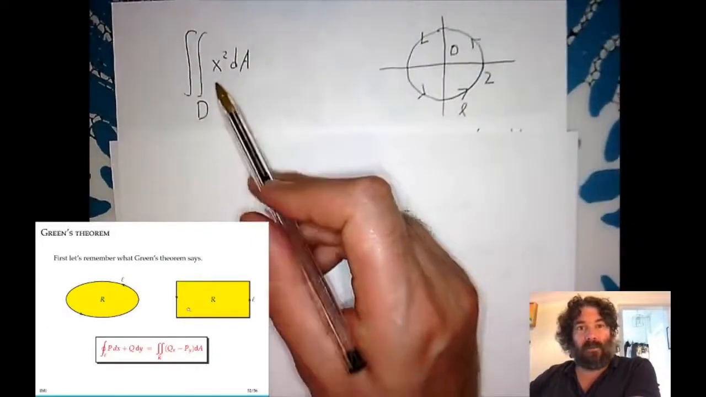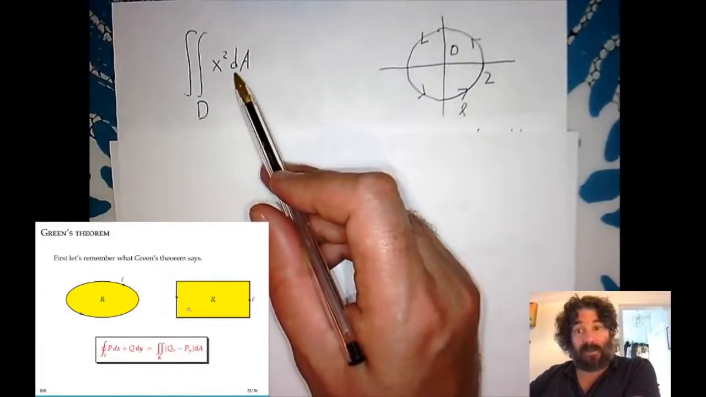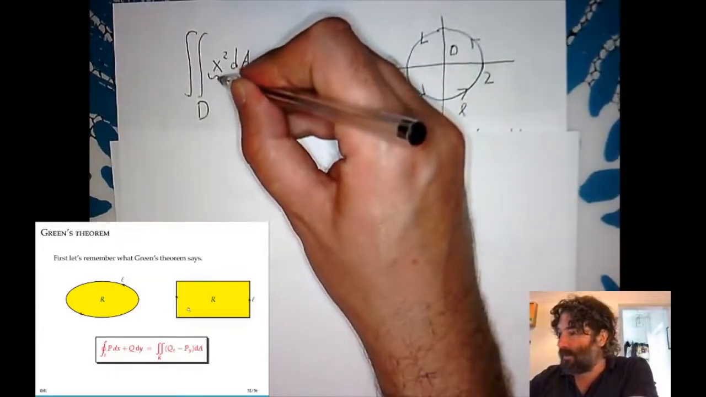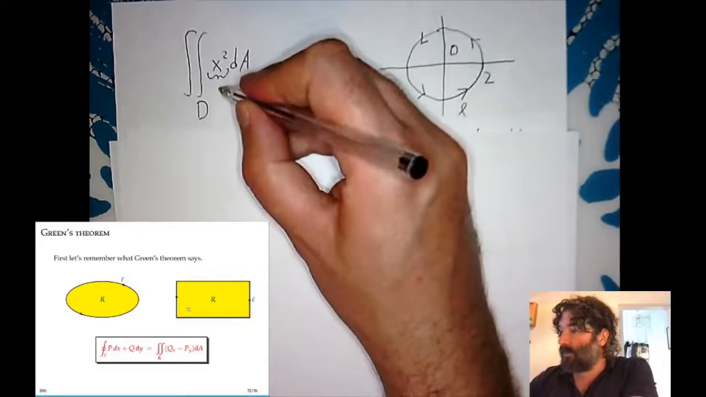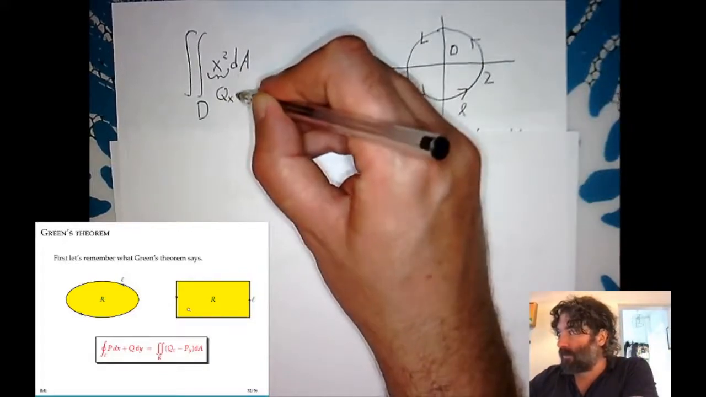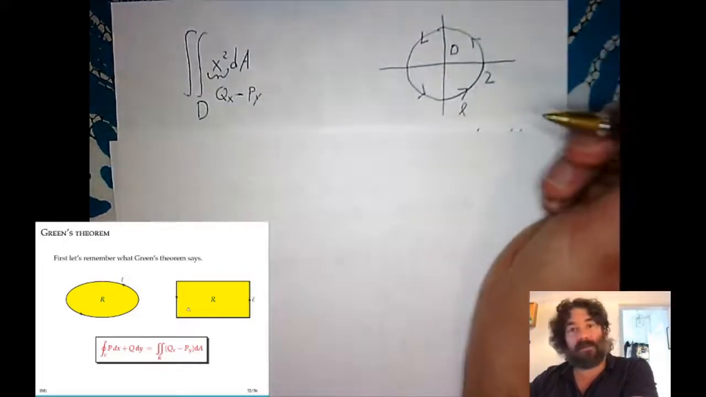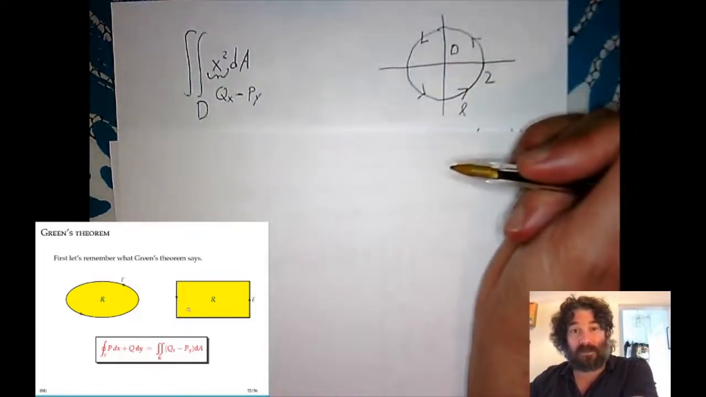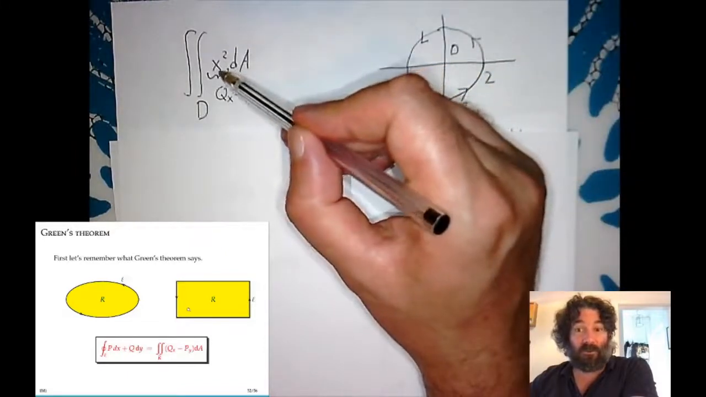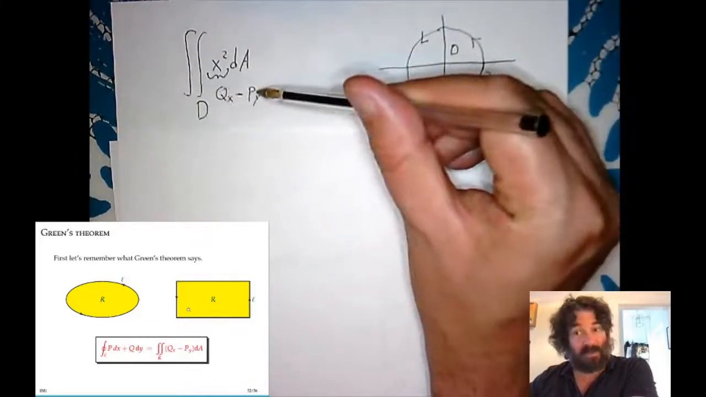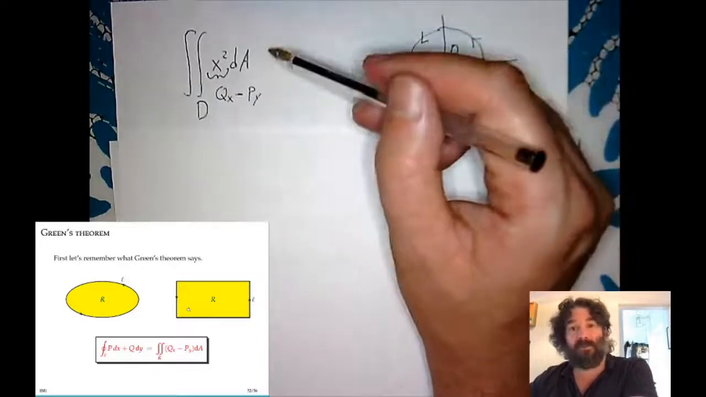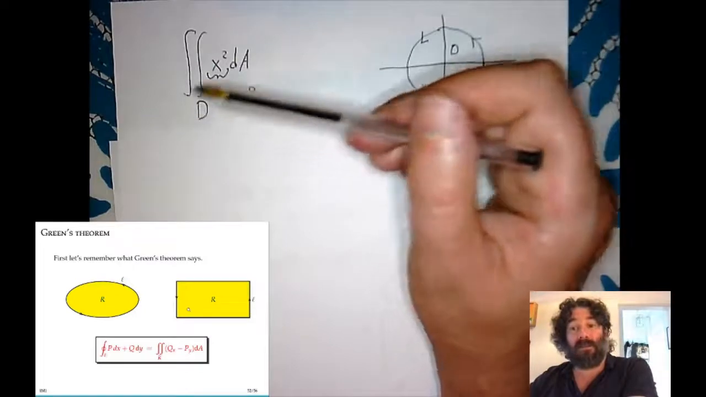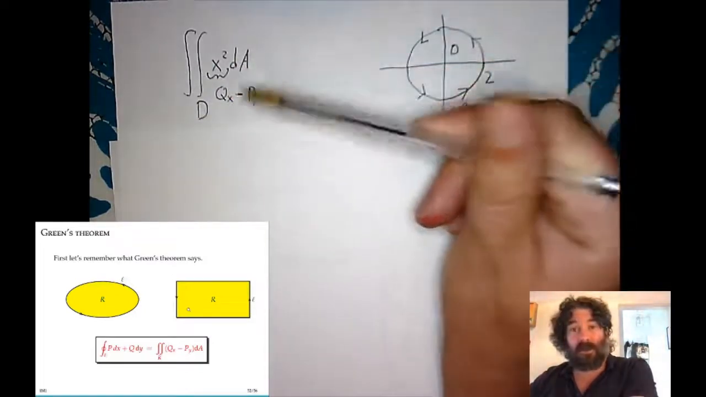And so we want this double integral of x squared dA to be equal to the double integral of qx minus py. So what we want is to convert this to a line integral where x squared equals qx minus py. This is similar to when we were finding the area in the second consequence of Green's theorem, where we were just doing the double integral of 1, and we found a q and p so that qx minus py is equal to 1. And here we have x squared, and so we want to find q and p so that qx minus py is equal to x squared.